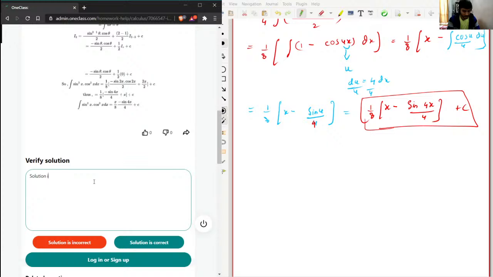So the solution is correct only in the final statement. 8 in the denominator, 8 is not multiplied with 4 in the denominator.